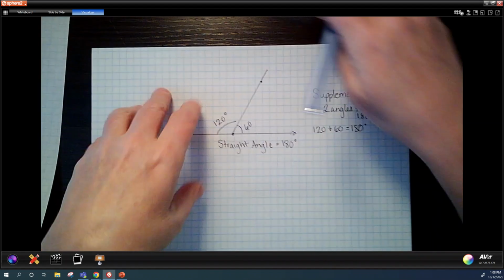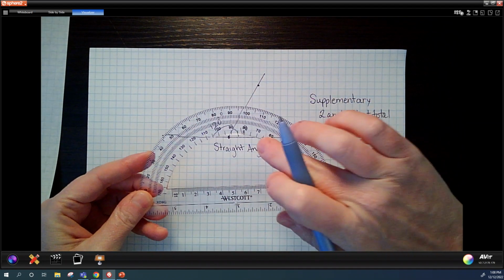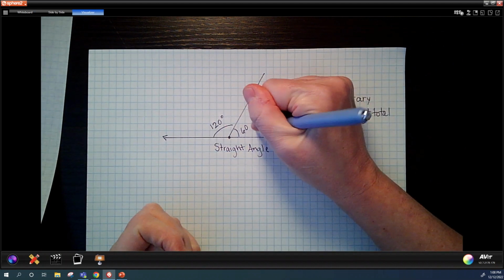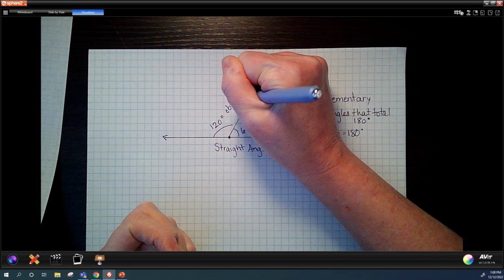And they are the easiest, in my opinion, because you're looking at a protractor. All of these are supplementary angles. The acute and the obtuse, they're a pair. So we have an acute and we have an obtuse.